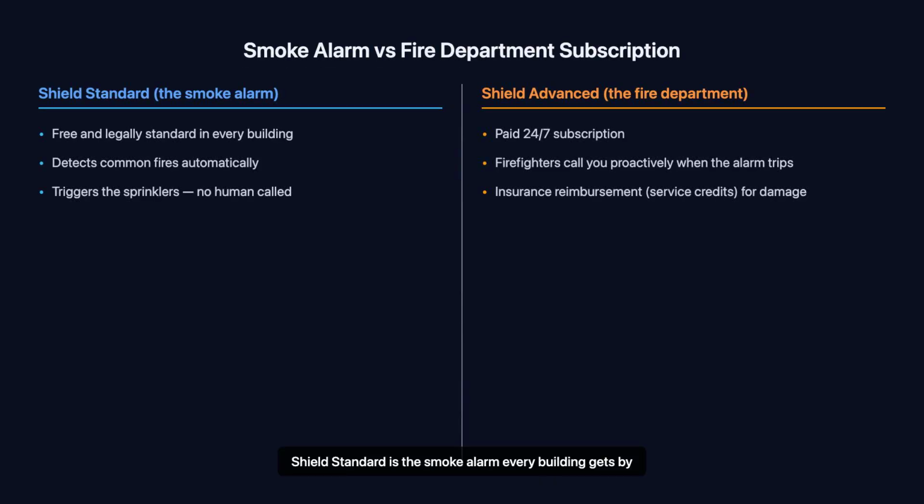Think of it this way. Shield Standard is the smoke alarm every building gets by law. It detects common fires automatically and trips the sprinklers, and no human ever has to get involved. Shield Advanced is the paid fire department subscription. You get bigger suppression capacity, a team of firefighters who call you proactively the moment the alarm trips, and insurance reimbursement, those service credits, if the fire actually causes damage. Most buildings do just fine with the smoke alarm, but a high-rise hotel full of valuable guests happily pays for the fire department. Same logic for a revenue-critical, internet-facing workload.